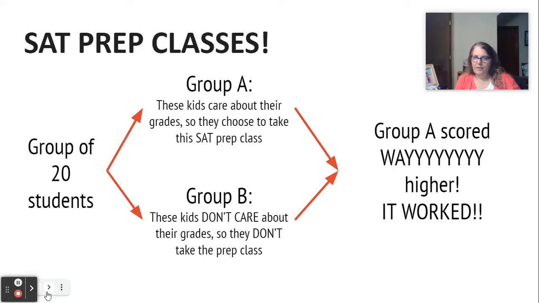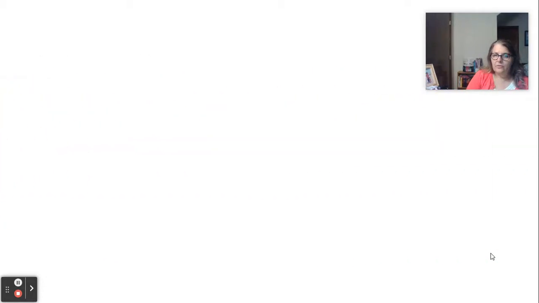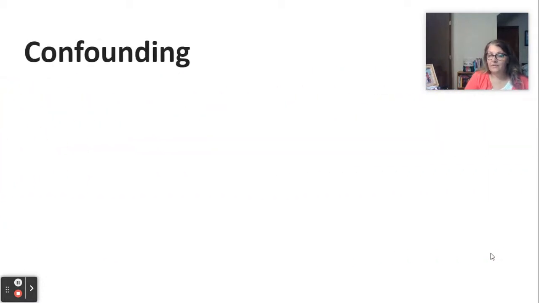So the question becomes, is it the SAT prep class that caused these kids to do well? Or could it be something else? Could it be the fact that they are conscious about their grades and they probably study very well and work very hard at it? So this is what we call confounding, all right?